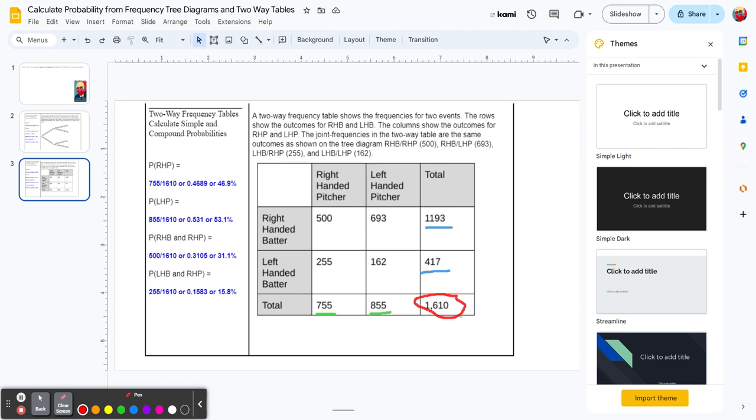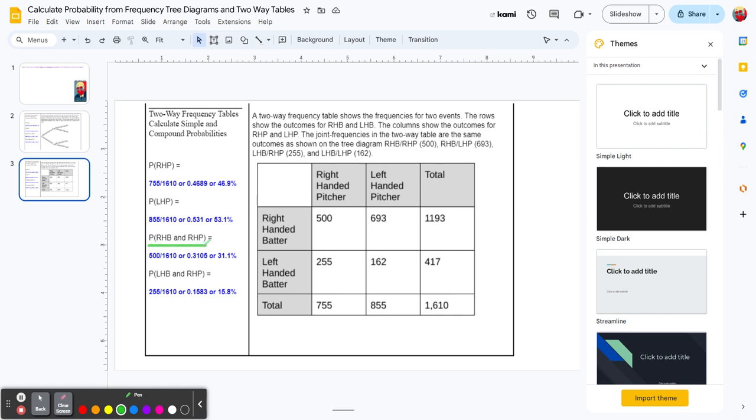So let's use this now to find probabilities. The probability of a right-hand pitcher: the right-hand pitcher column is right here. There's 755 out of the 1,610. So that's 0.4689, which gives us 46.9%. Probability of a left-hand pitcher, again, look at this column here. Our total is 855. So it's 855 out of the 1,610, which is 0.531 or 53.1%.